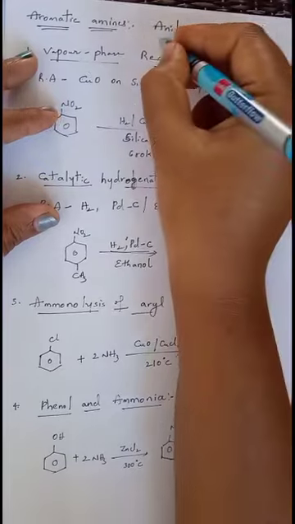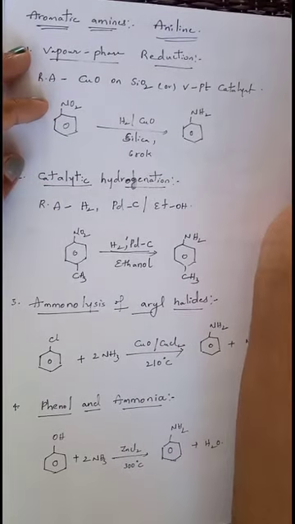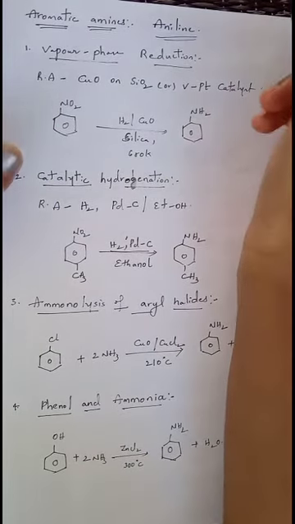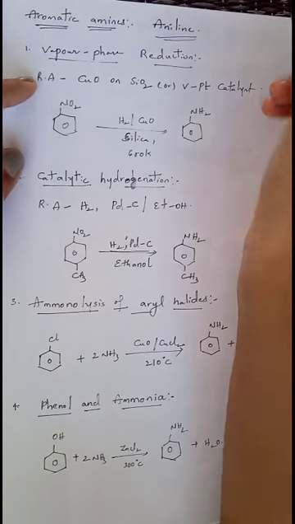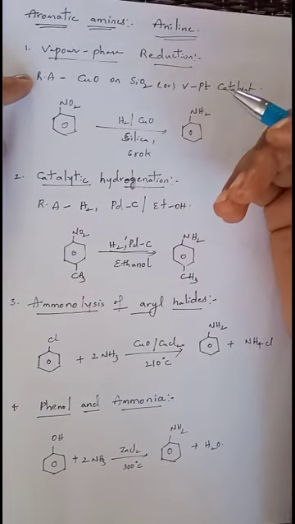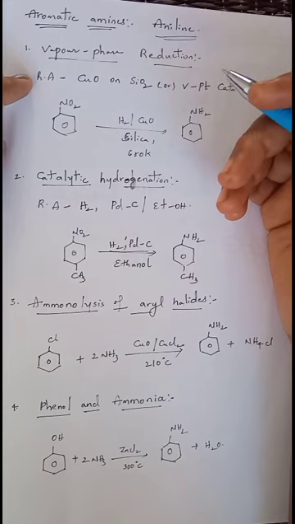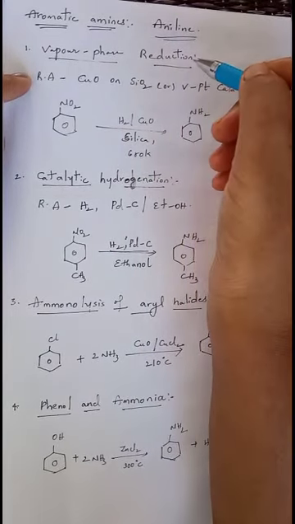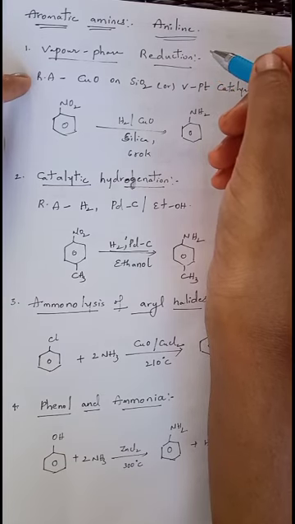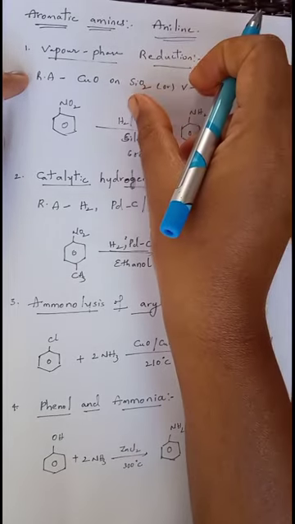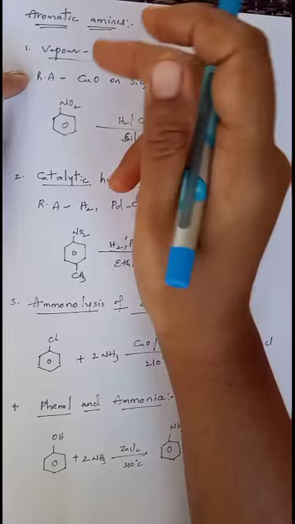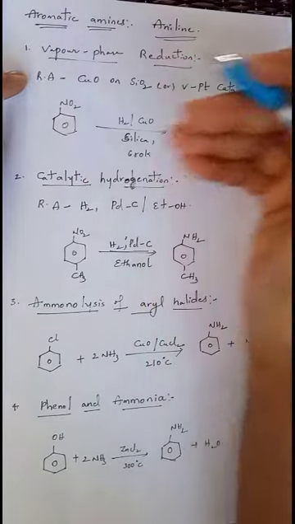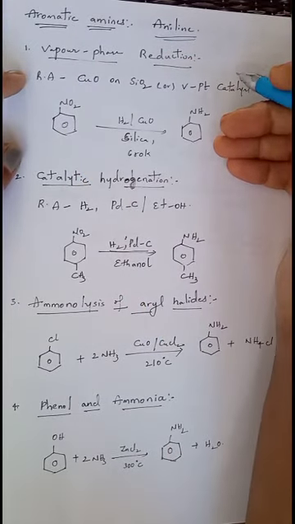Aromatic amines are also known as aniline and its derivatives. These can be prepared by using several methods, and the first and most important method is vapor phase reduction. As you know, reduction is nothing but addition of hydrogen or removal of oxygen in presence of a reducing agent. If that reduction takes place, then a nitro compound can be converted into aromatic amines.